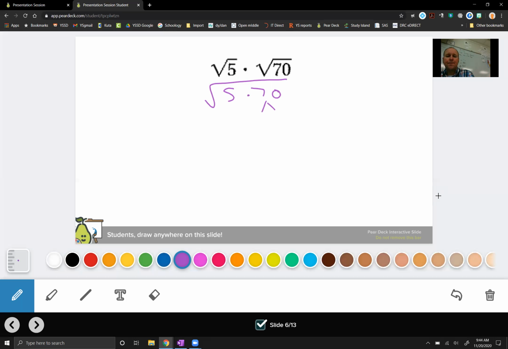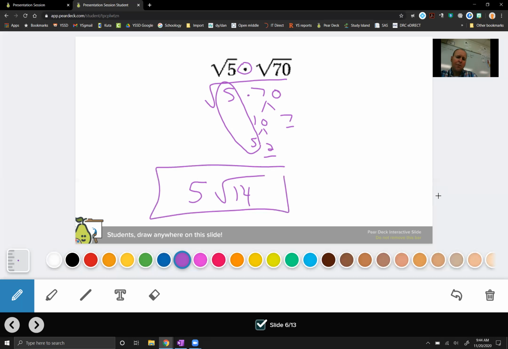So let's just do this. Let's go with maybe 10 and 7. Well, that's 5 and 2. So I get a pair of 5s, so it's going on the outside. And I get a 2 and a 7 left over. Remember, this was all multiplication, so it's going to go back together as 14. No variables, so I don't have to worry about any absolute values here.